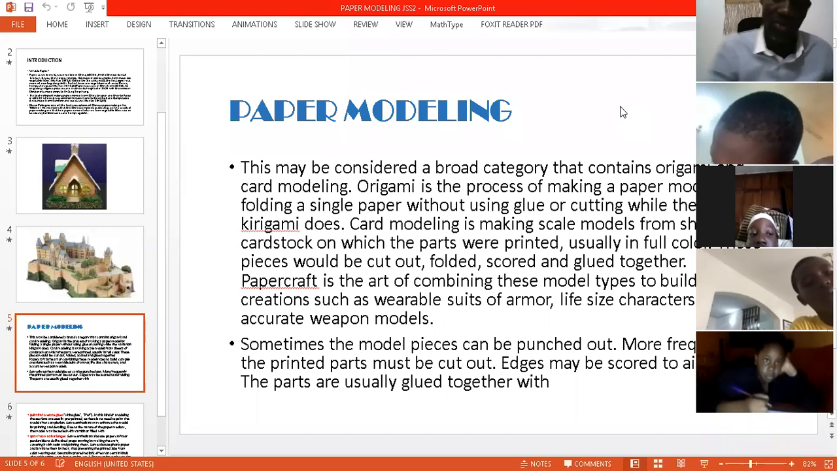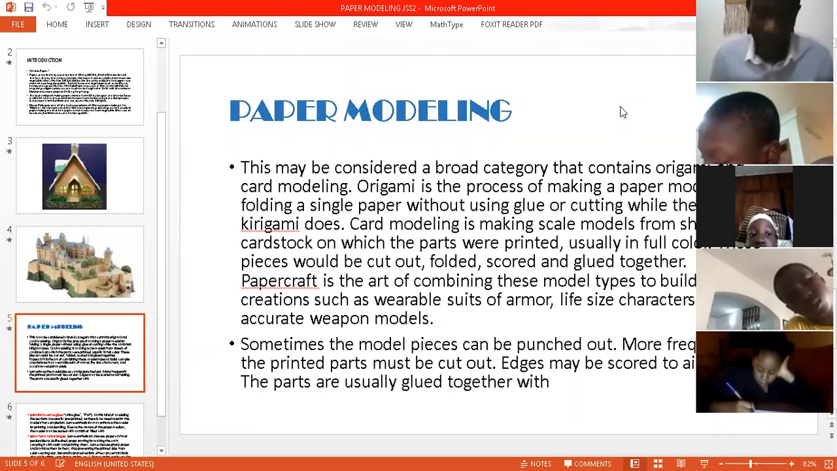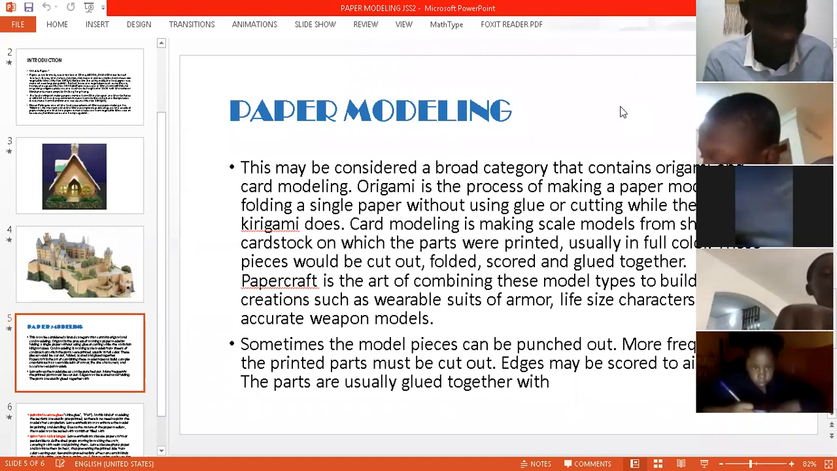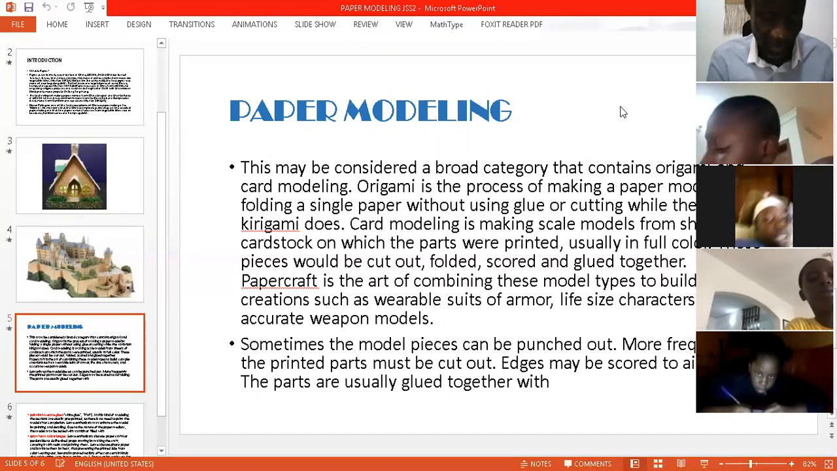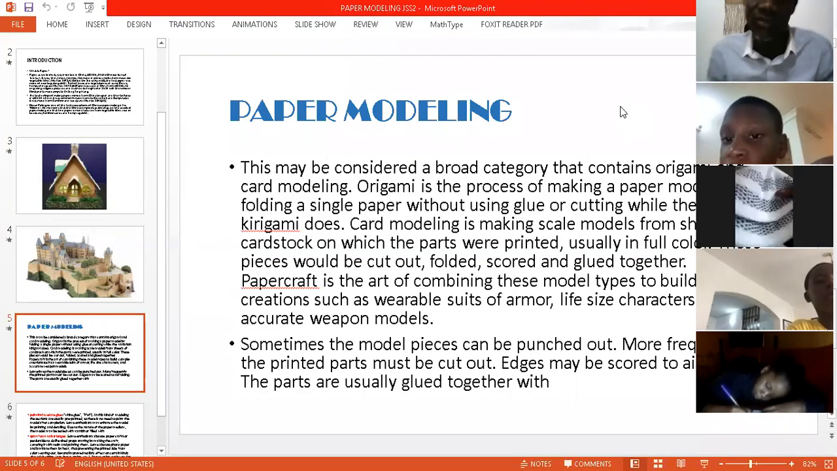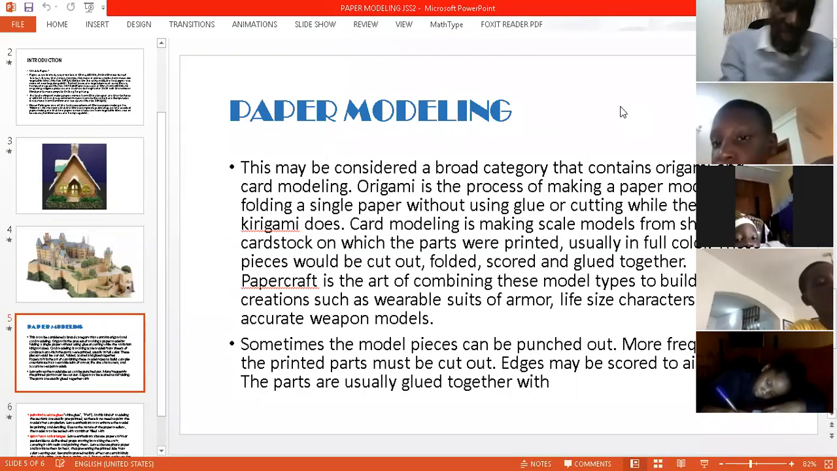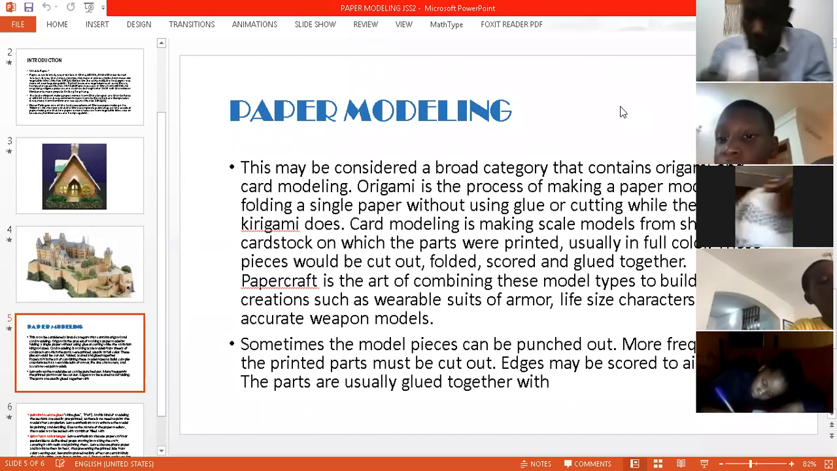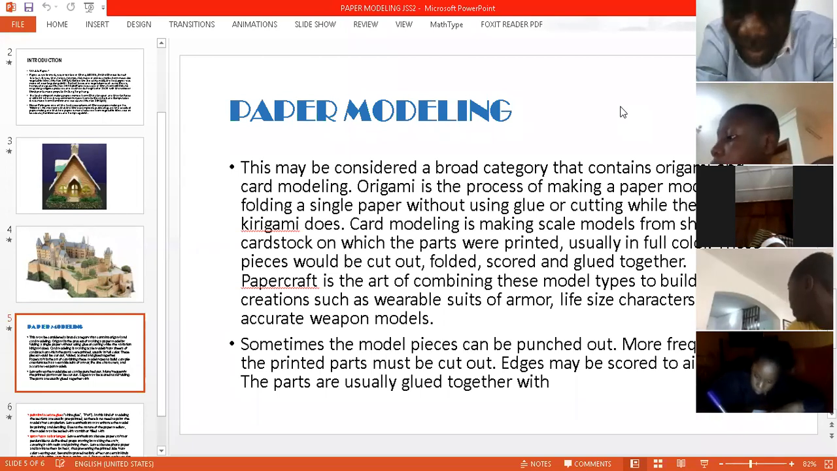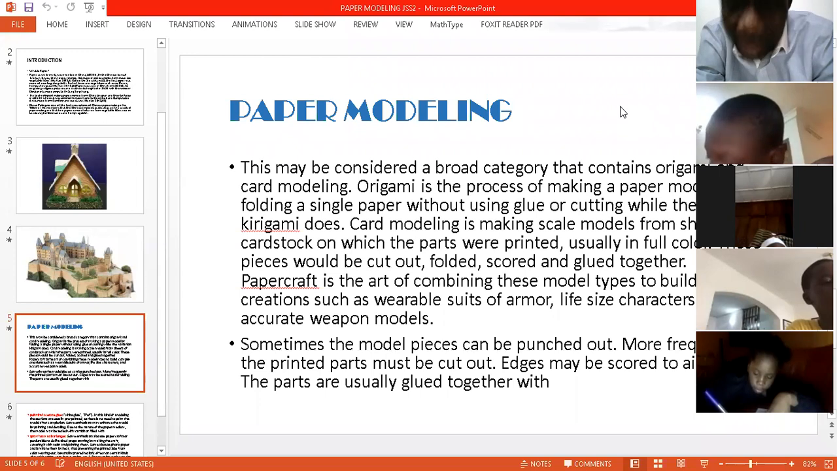What are props? Where you make a knife from paper. You make a sword from paper. Everything you need from paper. But even if we don't say everything we need from paper, we are saying all the designs you're going to make should come from your paper folding or paper sticking together. Sometimes the model pieces can be punched out. More frequently, the paper parts must be cut out. Edges may be scored and folded.